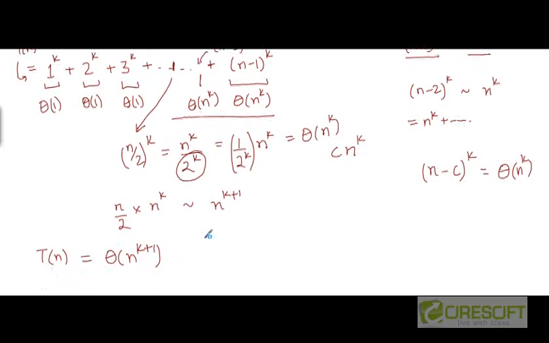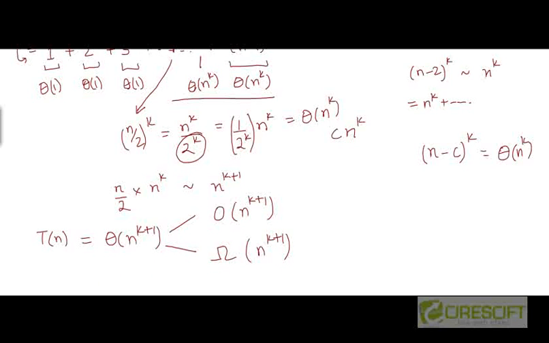So let's try to first derive an upper bound. That is, let's try to first prove that T of n is in big O of n to the power k plus 1. Then let's try to prove that T of n is in big omega of n to the power k plus 1. And by proving both of these, we would have proven that T of n is in theta of n to the power k plus 1. So how do we prove that T of n is in big O of n to the power k plus 1?